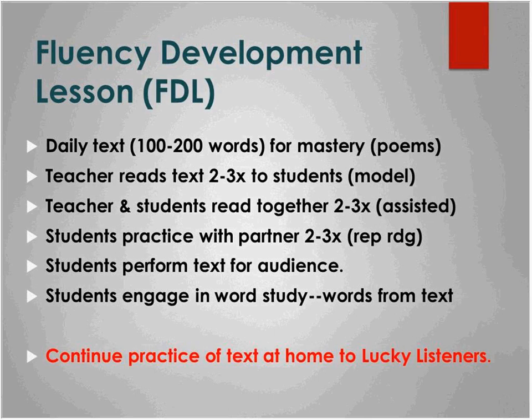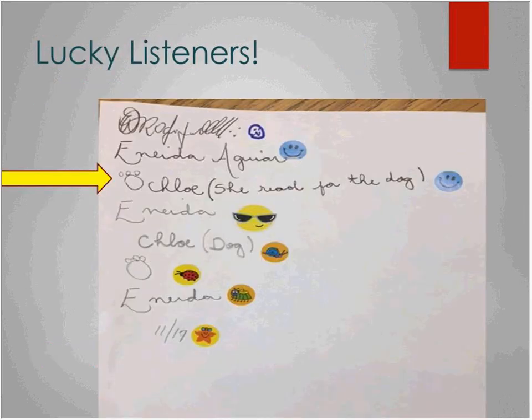But then, they keep one copy of this poem at home or at school. Every Friday we'll have a poetry slam. They go home and continue practicing with their parents, reading to mom and dad 2 or 3 times, calling up grandma, reading to her on the phone, reading to the dog, reading to the cat, and we call that the Lucky Listener Club. Whoever listens to you read, they get to sign the back of your poem and they comment.